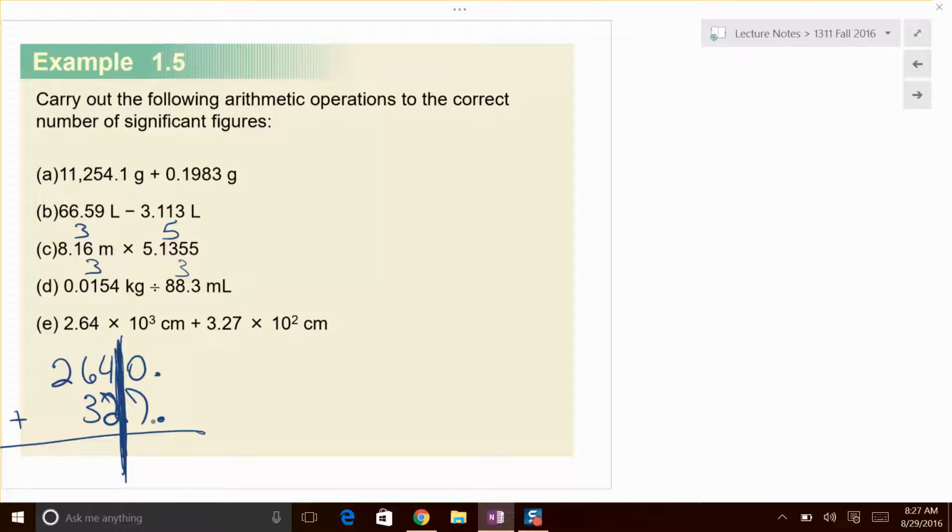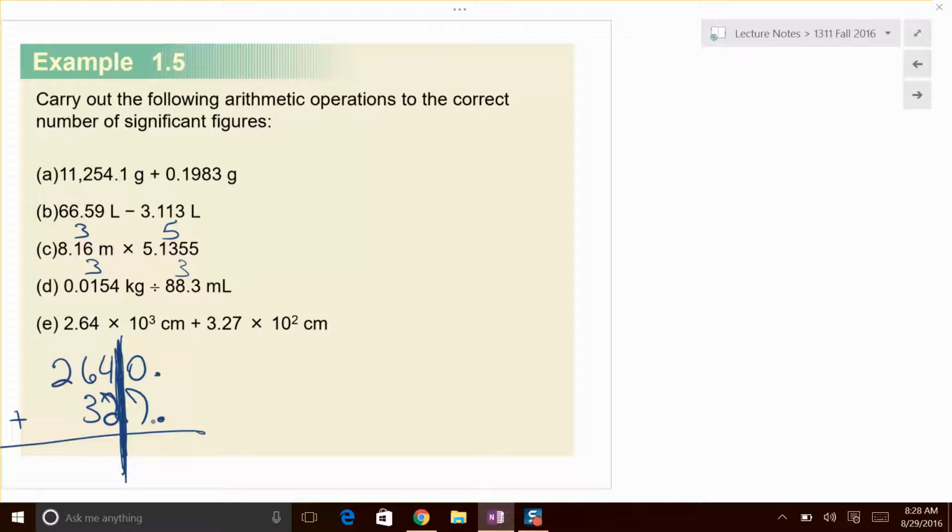Because if I go farther, this won't hold true, because this data doesn't have significance all the way to there. This one does, this one doesn't. So if I want to report my answer of these two numbers added together, it needs to be to this many digits, because this one doesn't go that far. So I have to cut it off.